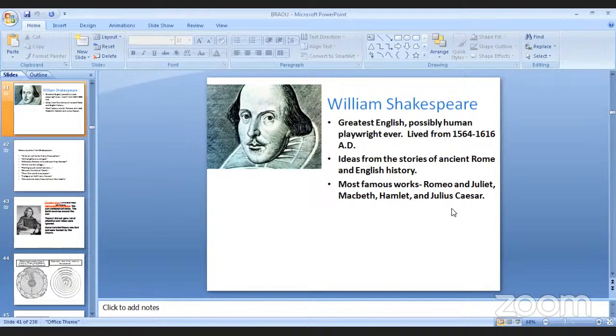Now, some important English Renaissance playwrights are William Shakespeare, Ben Jonson, Christopher Marlowe, John Lyly, Robert Greene, Thomas Dekker, John Webster. Among these people, William Shakespeare was the greatest Renaissance playwright ever. He wrote plays, sonnets and poems, which were divided into categories such as comedies, histories, tragedies and romances.